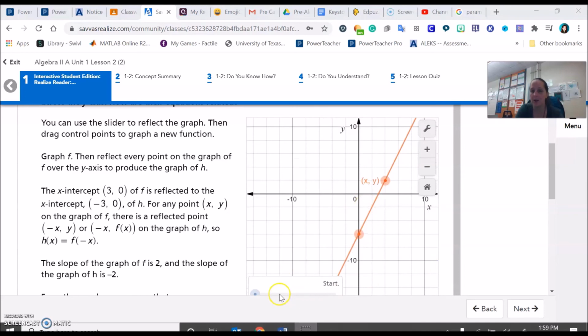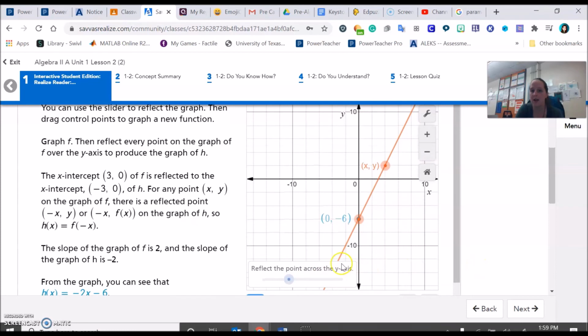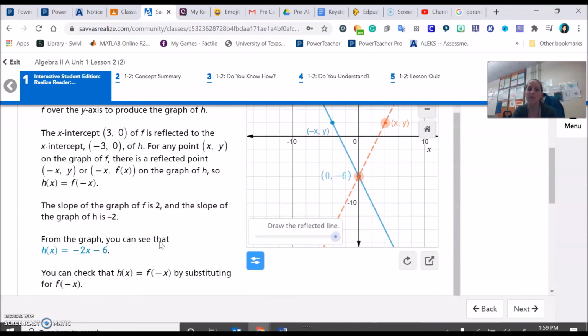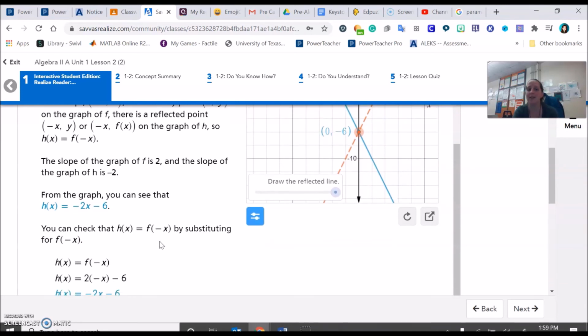So here's my point. I reflect that across the y-axis, which really doesn't change the y. I reflect (x, y), and then I draw my line. So I picked a point, moved it to the side. The slope of the graph here is 2. The slope of this graph is -2. So from the graph, you can see h(x) = -2x - 6.